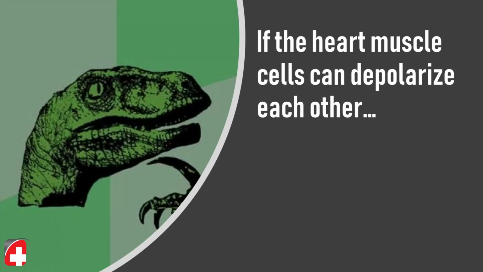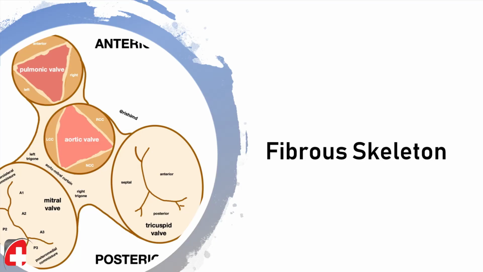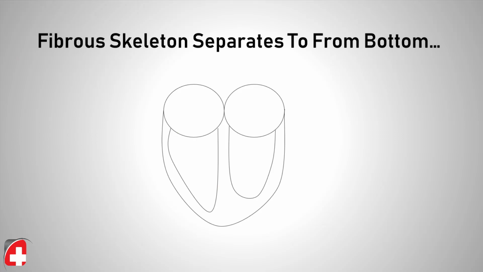But wait, if the heart muscles can depolarize each other, then why doesn't the atria just depolarize the ventricle? Well, that's a good question. And the reason is that there's this. It's called the fibrous skeleton. Essentially, it's a bit of tissue where all the valves are located. And it's a keratinous structure that really doesn't have a lot of electrical conduction capabilities. In fact, it's essentially a resistor.